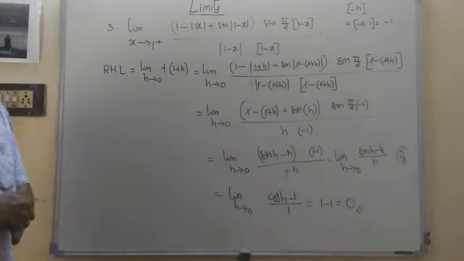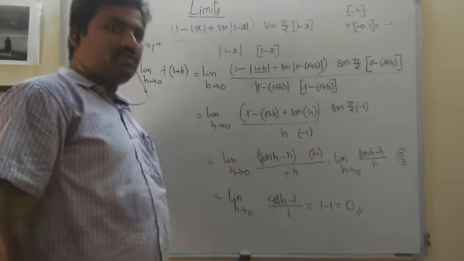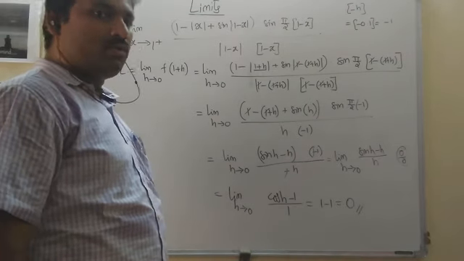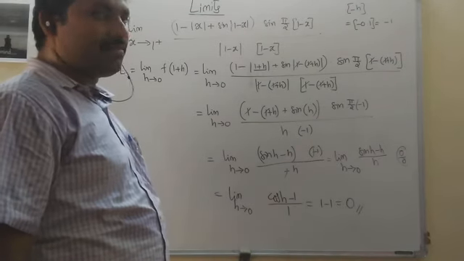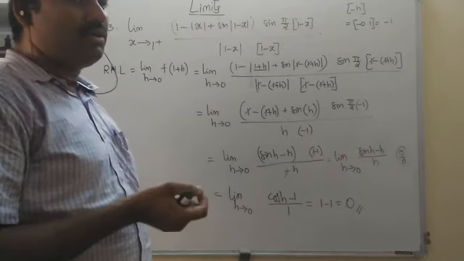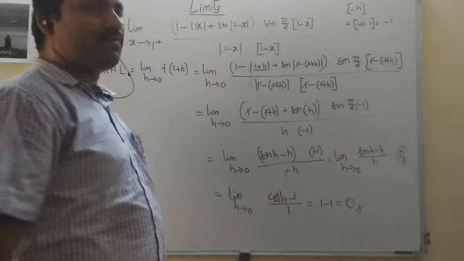So you can do the problem easily. Whether they are asking LHL or RHL, that's no problem. We can solve that problem easily. So use the h form when there is a mod value, box value, or e power 1 by x. In such cases, the h value method is very easy.